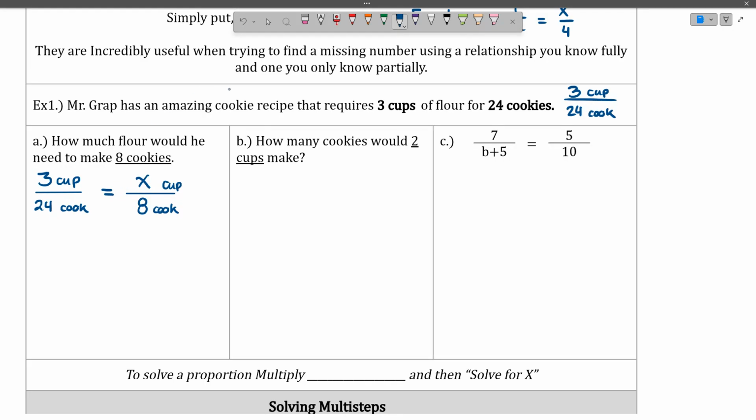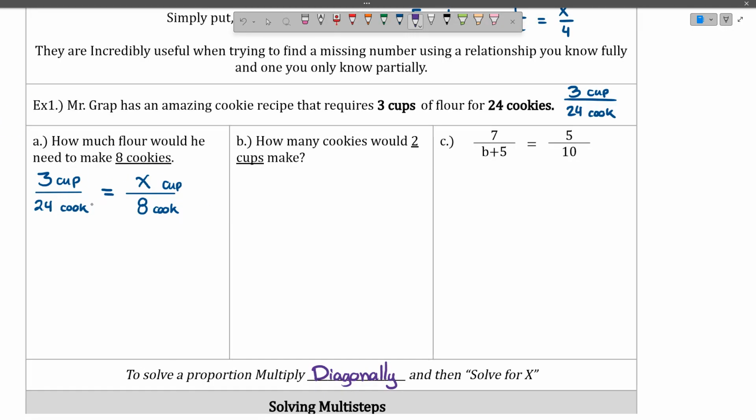Now, how do you solve it? Okay, here's how it works. We do something called cross multiplication. It's where you multiply diagonally. It's actually down here. To solve a proportion, multiply diagonally. I think I spelled that wrong, but oh well. We're a math class, not an English class. Multiply diagonally and then solve for x.